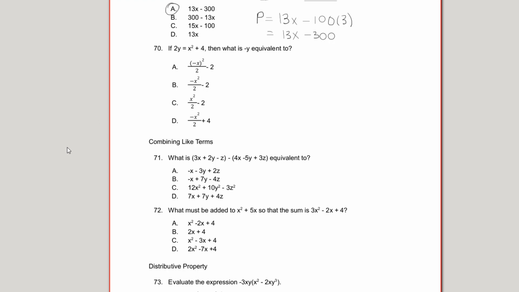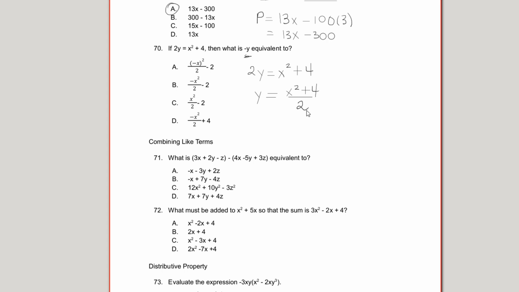Question 70 says if 2y equals x squared plus 4, then what is negative y equivalent to? So we have 2y is equal to x squared plus 4. We want to solve and eventually get negative y, but first let's just get regular y. We'll divide through by 2, and we'll have x squared plus 4 divided by 2. And that's as far as we can simplify it.